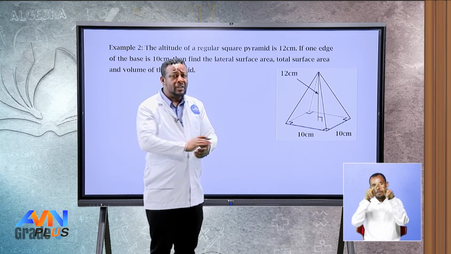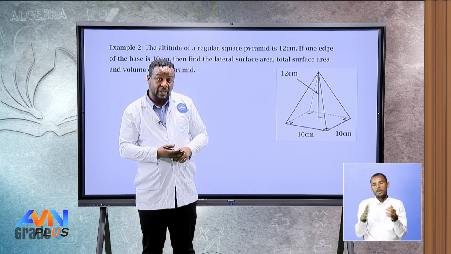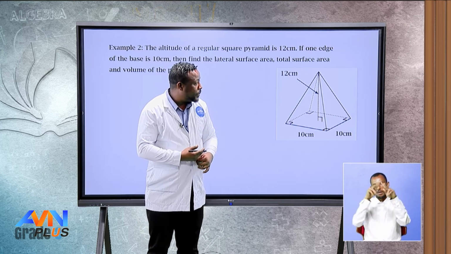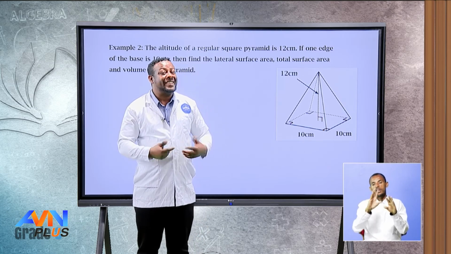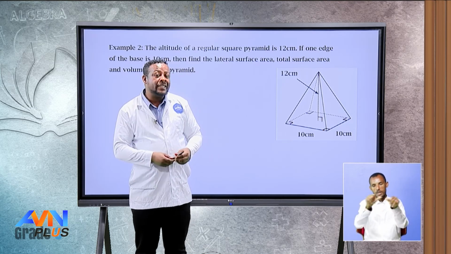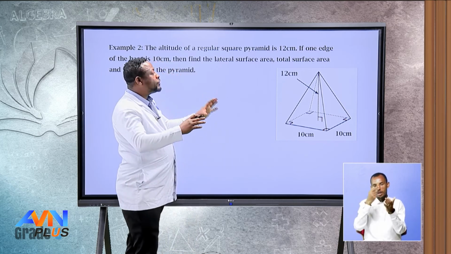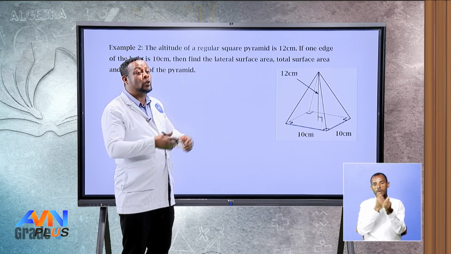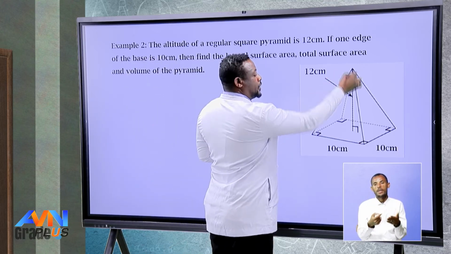Well, so here we have everything. The side of the base is given, and the altitude of the pyramid is given. Okay, not everything is given. One more piece of information is lacking to calculate the lateral surface area and the total surface area. That is the slant height. So here we have to calculate first the slant height, then we proceed to the calculation of the lateral surface area. Here this is 12.